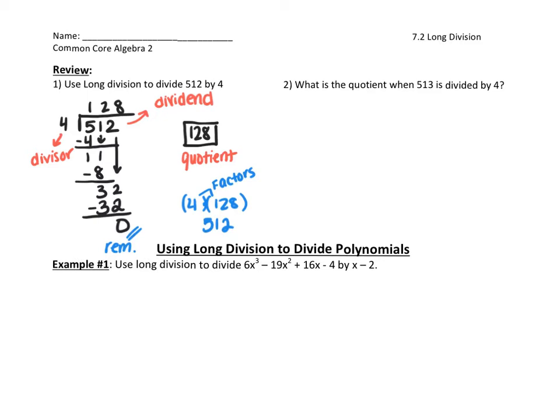All right, let's try another one. What is the quotient now when I have 513 divided by 4? So similar process. So 4 divided into 513. So how many times does 4 go into 5? 1 time. I multiply and subtract. 4 goes into 11, same thing, 2 times. 2 times 4 gives me 8. I subtract and I get 3. 4 goes into 33, 8 times. 8 times 4 is now 32. So now we have a remainder.